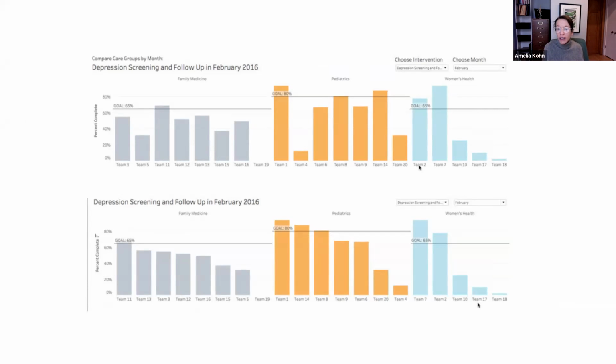What you're looking at is the percent of health visits that included depression screening across different care teams. So you can see there's family medicine, pediatrics, and women's health. Those bar charts at the top are not ordered in any way, but the bar charts on the bottom are ordered in descending order. So you could right away pick out the teams that are meeting the goal for depression screening and which ones are falling way below the goal.